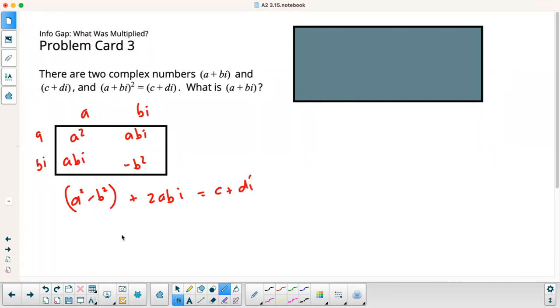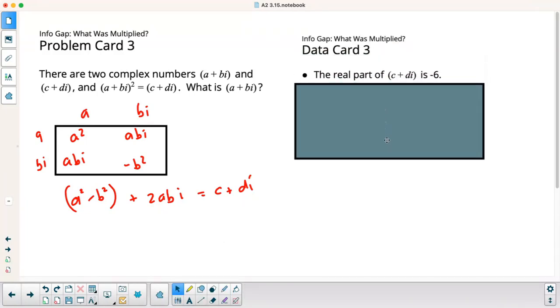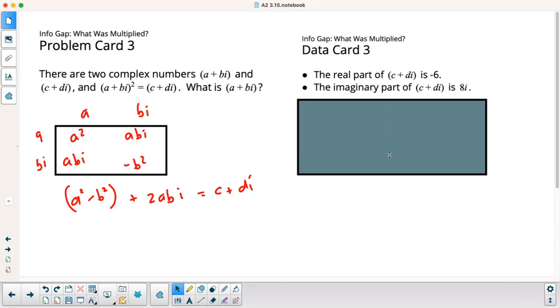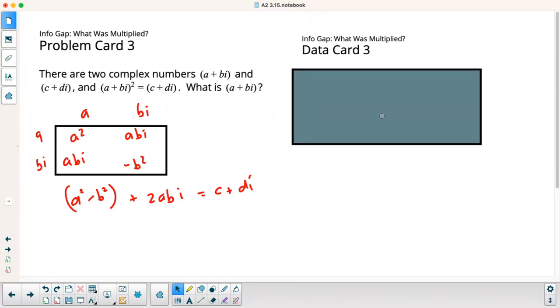So basically what we know here is, hang on one second here, let me pause this. Okay, so let's see here. So I'm going to basically start asking questions. Do I know A? Do I know B? Do I know C? Do I know D? I'm going to say, do you know the real part? Do you know the imaginary part? And see what kind of stuff they can tell us here. So the real part, that's C. The imaginary part, that's D.